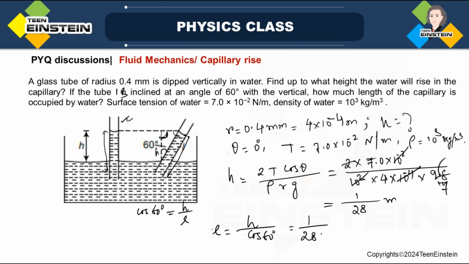Okay, cos 60 degree means half, right? Cos 60 degree means half. So that will go in the numerator. So this is 2 by 28. So this is 1 over 14.